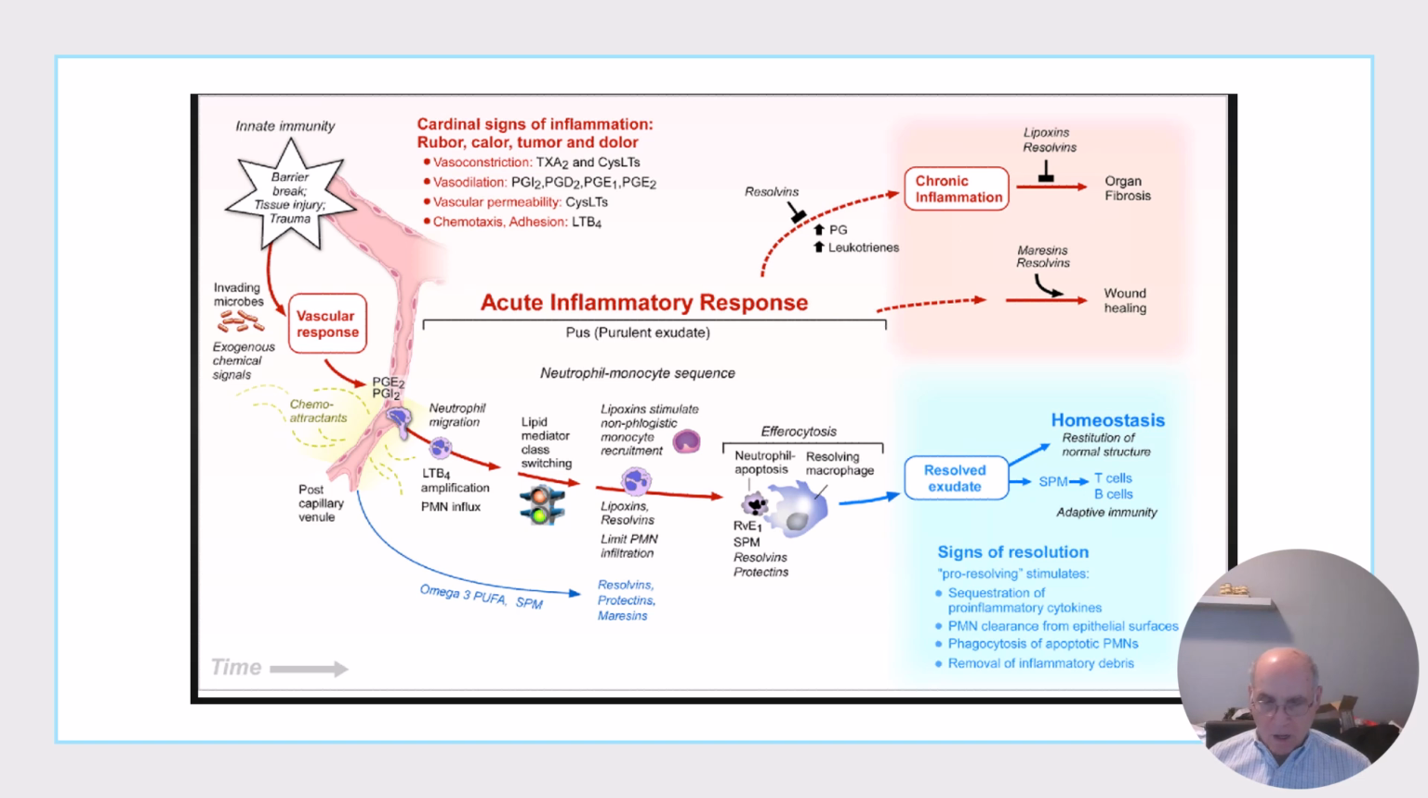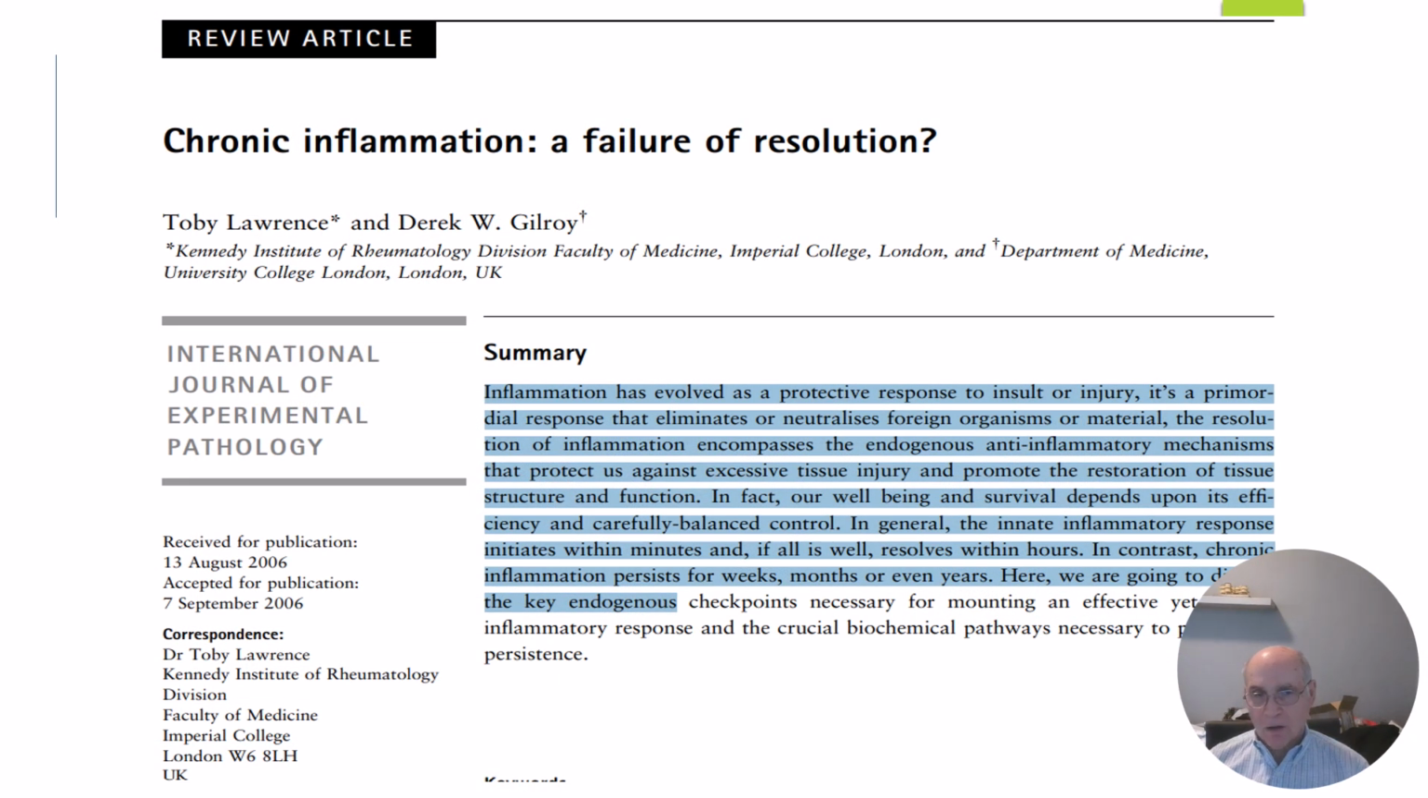Just because the pain has gone away, the underlying inflammatory response is still going on. So that can be an activator of this whole inflammatory process. But the goal is always to try and get to homeostasis. So we know that chronic inflammation is a failure of resolution, that inflammation evolved as a protective response to any insult. It's a primordial response over millions of years that encompasses an endogenous anti-inflammatory mechanism. So this is going to happen. The problem is when it's not resolved appropriately.